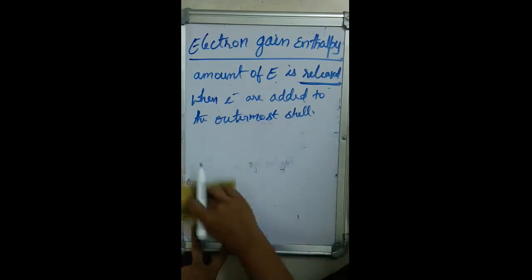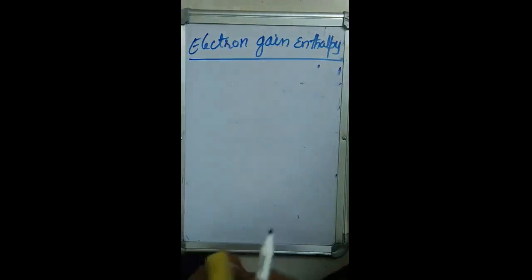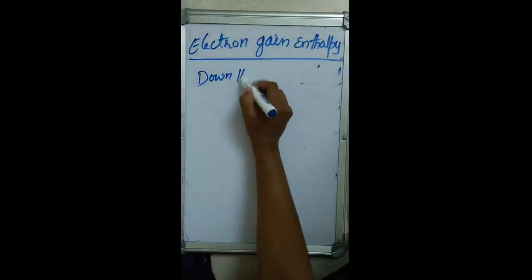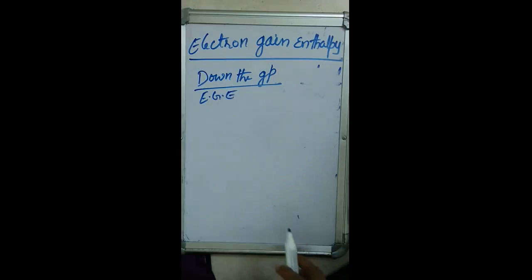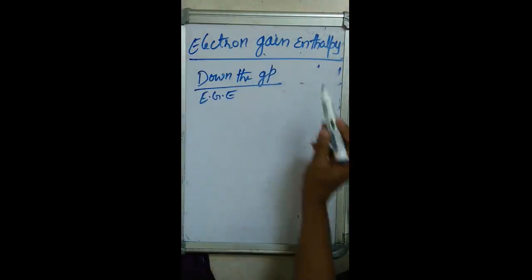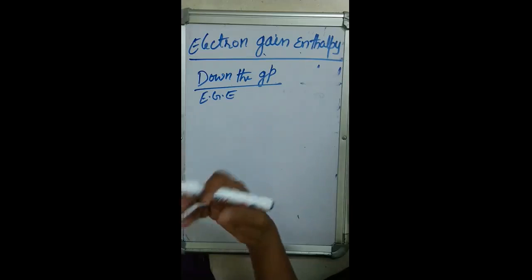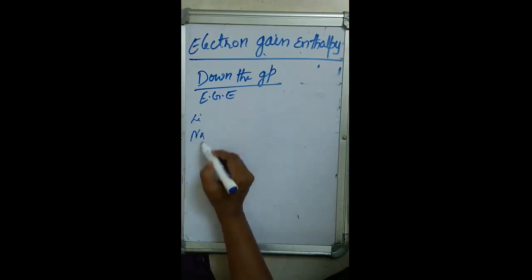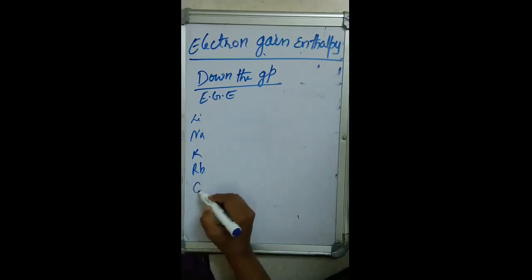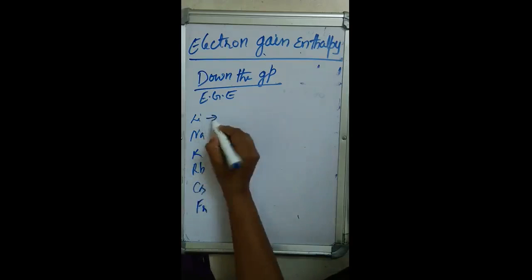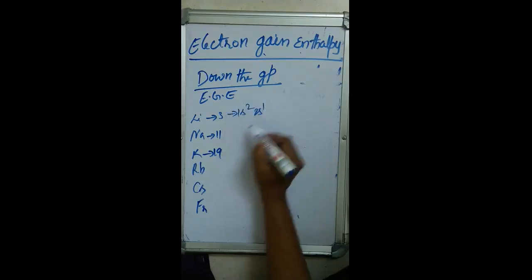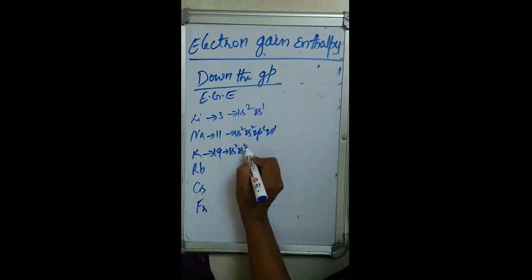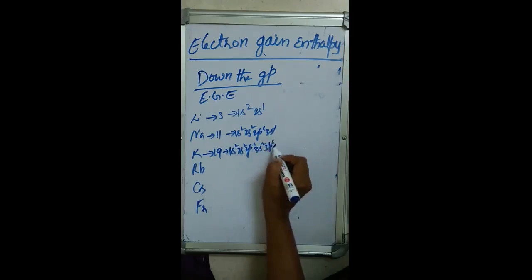Now, how does it vary in the periodic table? I will consider down the group. I will write electron gain enthalpy in short form. Now down the group, what happens? I will take one example. Down the group: lithium, sodium, potassium, rubidium, cesium, francium. But I will write only for these 3, with atomic numbers 3, 11 and 19. Lithium: 1s2, 2s1. Sodium: 1s2, 2s2, 2p6, 3s1. Potassium: 1s2, 2s2, 2p6, 3s2, 3p6, 4s1.